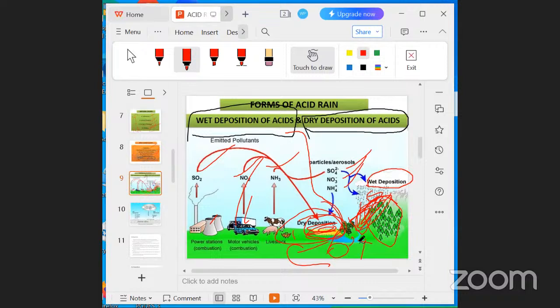50% of the acidic pollutants in the atmosphere fall back through dry deposition only, right? 50% acidic pollutants. So further, these acidic pollutants can also be washed away from the earth surface by which one? Rainstorms, right? Rainstorms.